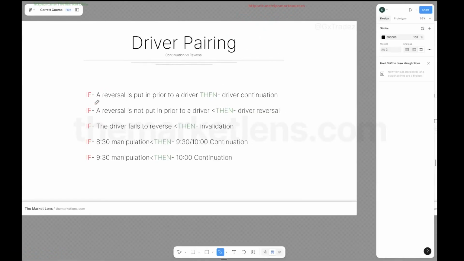It's an if-then statement. So if a reversal has been put in prior to the driver, the driver should expand away, right? And if it doesn't do that, then this is not going to be a reversal. Whatever you thought was a reversal is not a reversal if the driver does not expand away. So that would invalidate your idea. If a reversal is not put in prior to the driver, there's always going to be something to reverse off of, right? Then the driver needs to reverse from it.